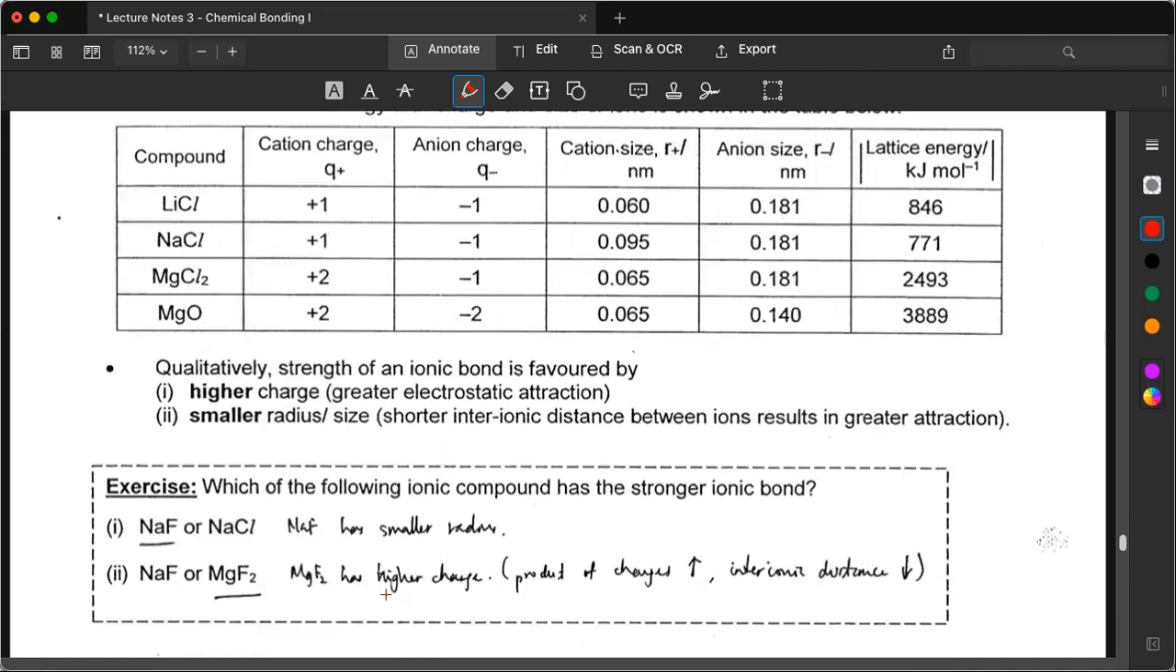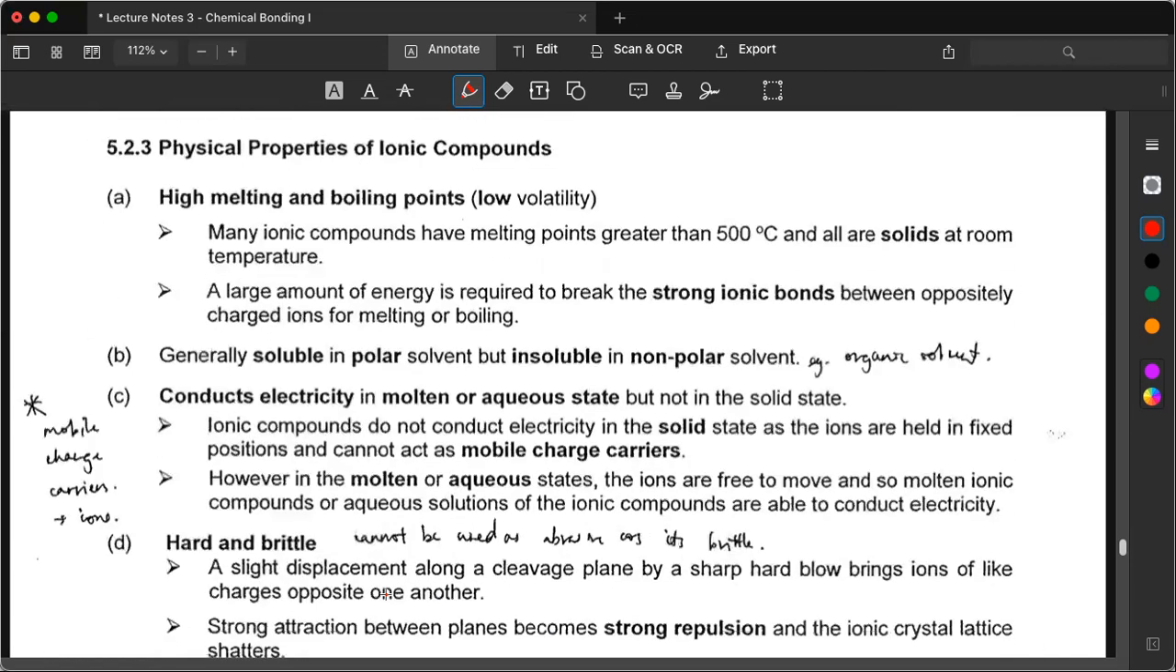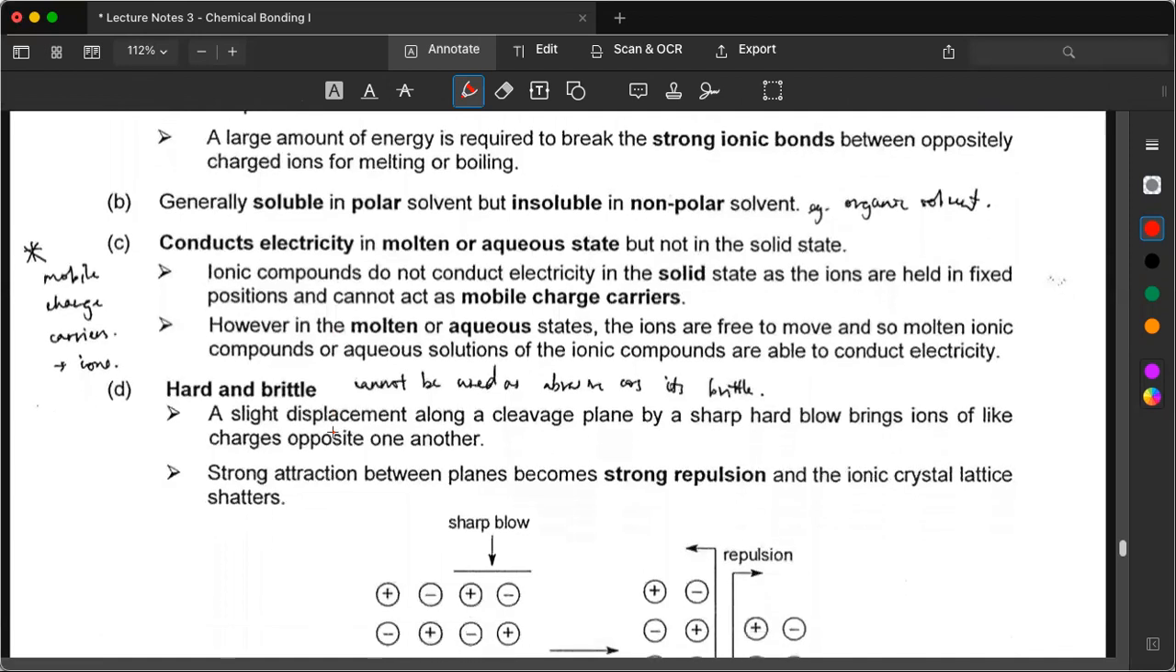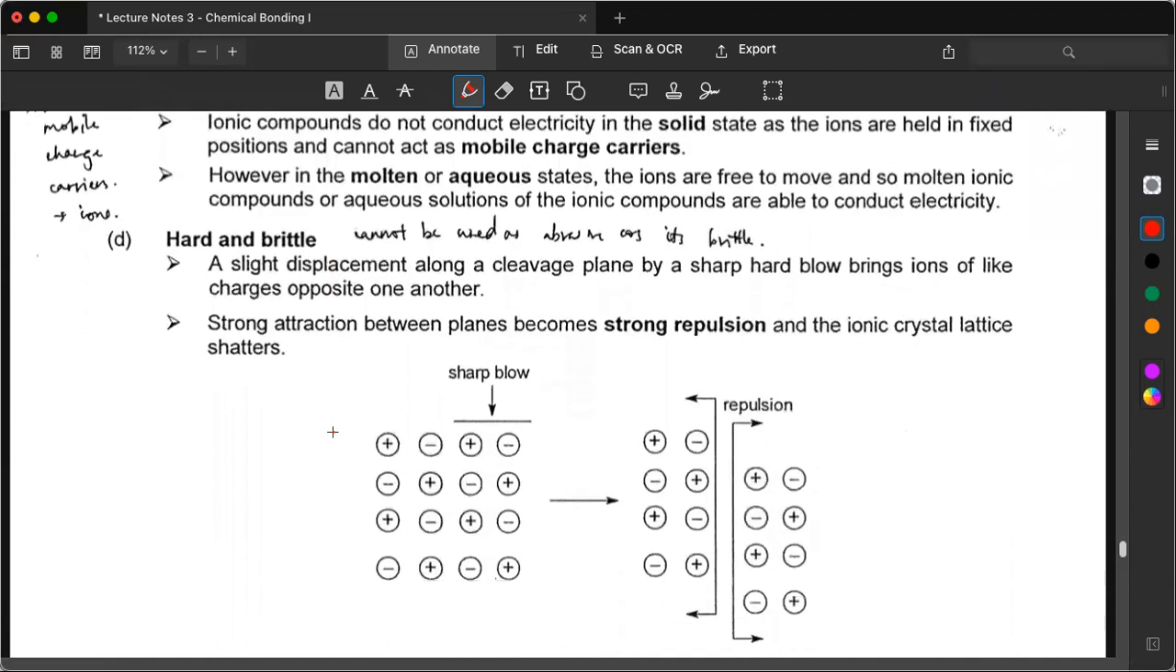at your own time. Now, I'll go through this very quickly because most of it was covered in secondary school. It's a recap of what was learned. All right, so you can read yourself the various physical properties of ionic compounds. They are melting point, boiling point, solubility, and ability to conduct. Cannot conduct in solid state. Why? They are hard and brittle. This is also covered before in secondary school.